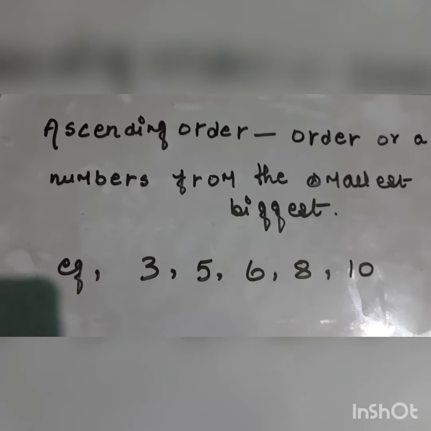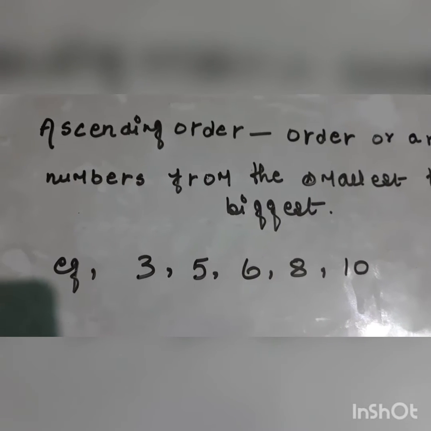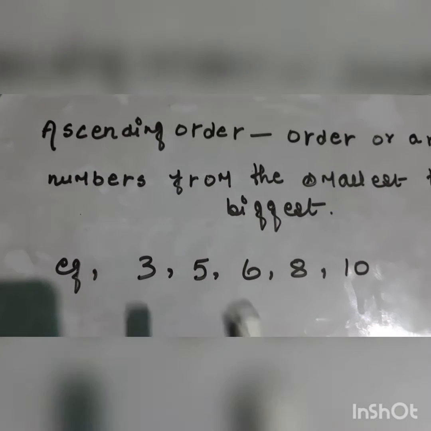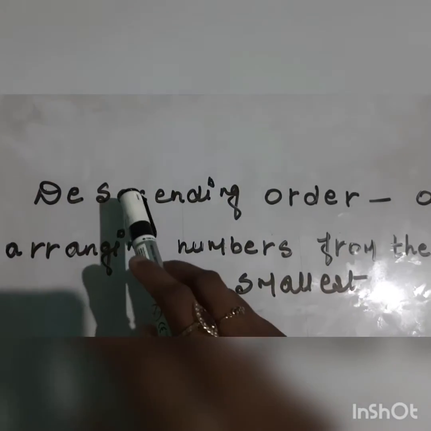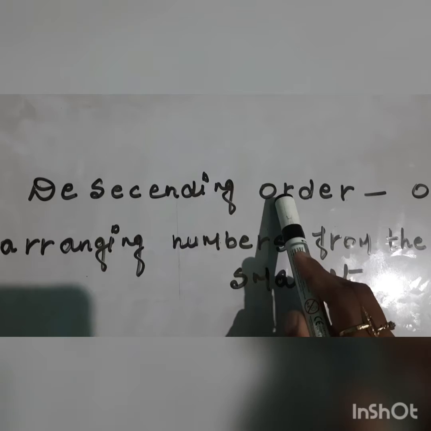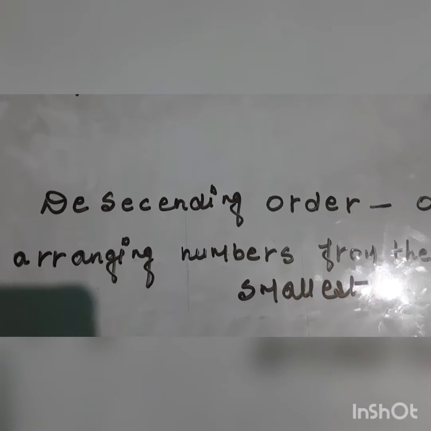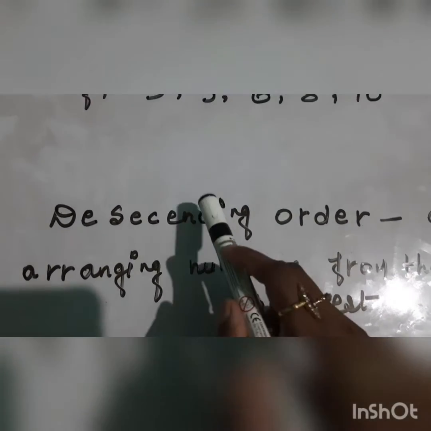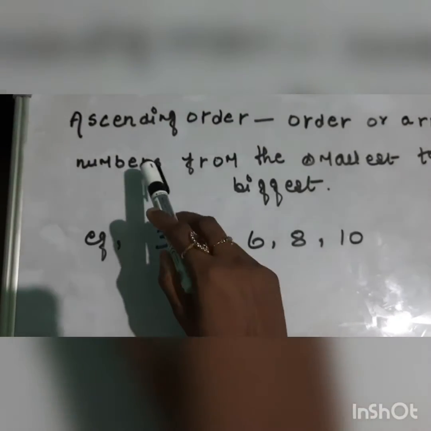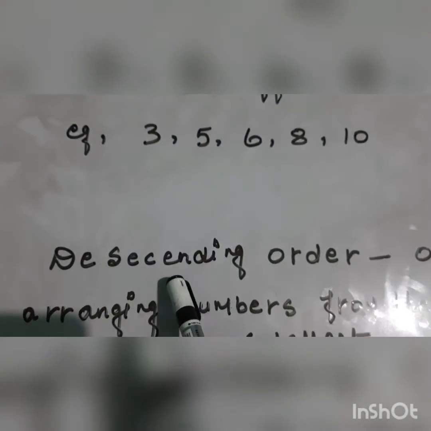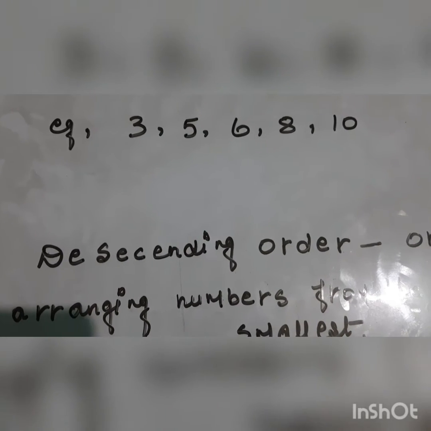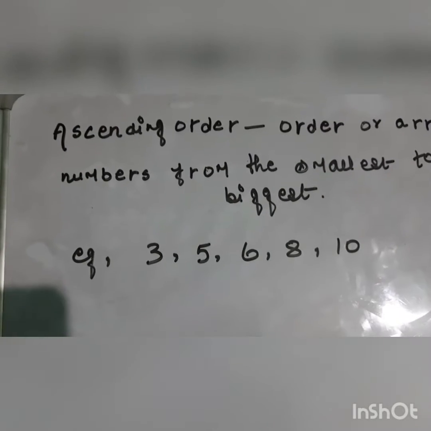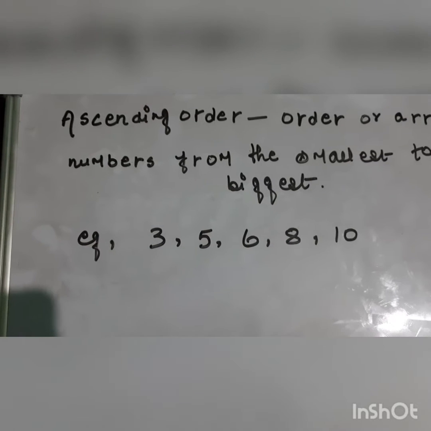And in today's maths class, we are going to learn about ascending order, and the second one is descending order. You are all familiar with these terms: the first one is ascending order and the second one is descending order. Now let's learn ascending order and descending order in more detail.